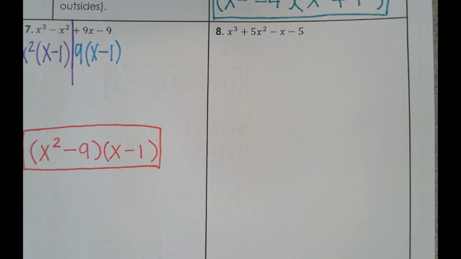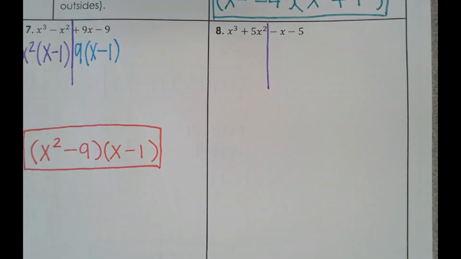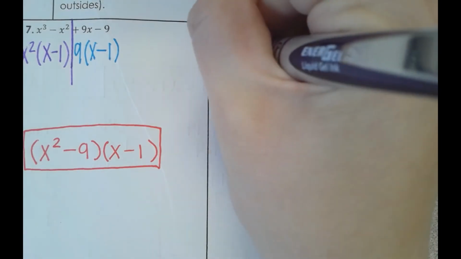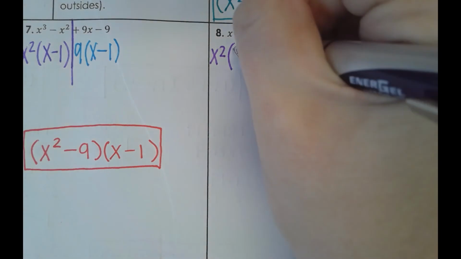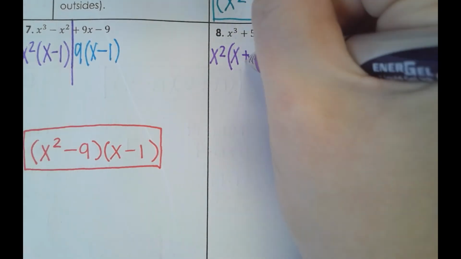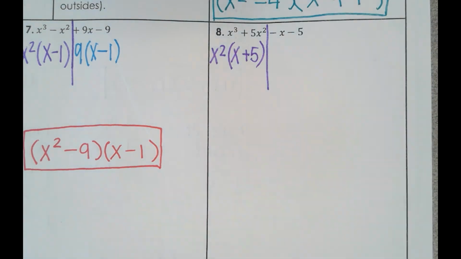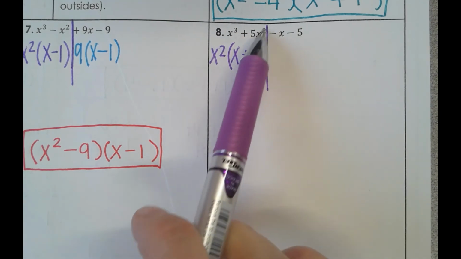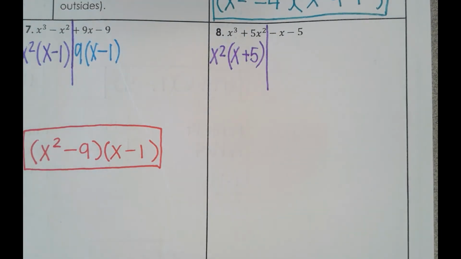All right. Number 8. Let's draw our line down the middle. Careful not to cover up the negative. What do x cubed and 5x squared have in common? x squared again. And we're left with x plus 5 this time. Because if I took out x squared, I had 1 x left. This one, I took out the x squared. It just had that 5 left.